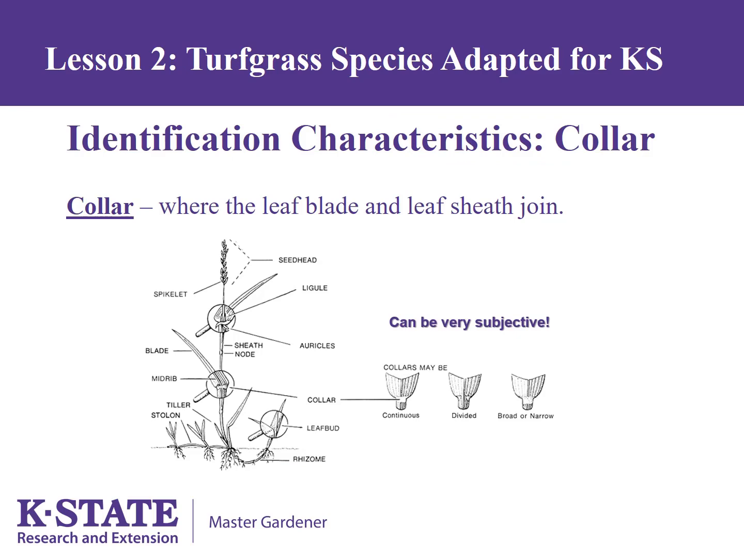A collar is another part of the turfgrass plant, and that's where the leaf blade and leaf sheath join. There are many different types of collars on grass species. You have a continuous collar that wraps around. You have a divided collar where you can only see part of the collar, and then you have a broad collar, which could be very thick, and this will be the white area right around that sheath part, or you have a very narrow one. Again, this is just another identifying characteristic whenever you're looking at grass species to help out.